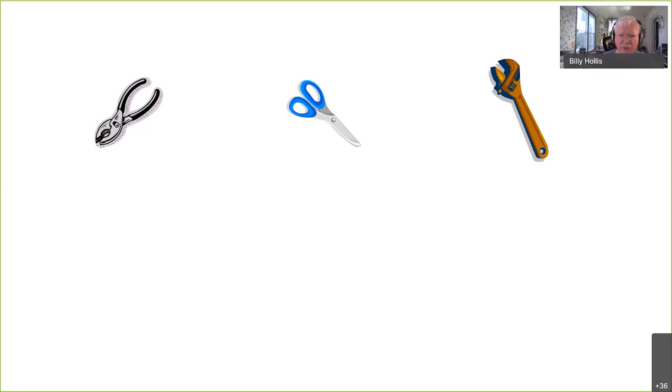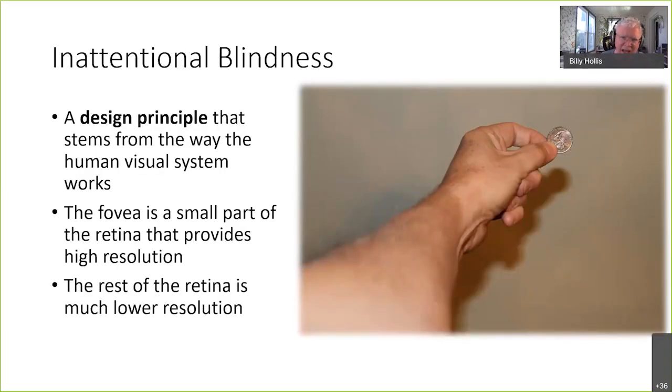That design principle that you don't really see what you're not looking for is called inattentional blindness, and it comes right out of the way the visual system works. The retina has a very small area of high resolution called the fovea. You might have learned about that back in biology class and thought you'd never need it, but it actually applies to your work. The fovea is a very small part of the retina, and everything else has very low resolution.